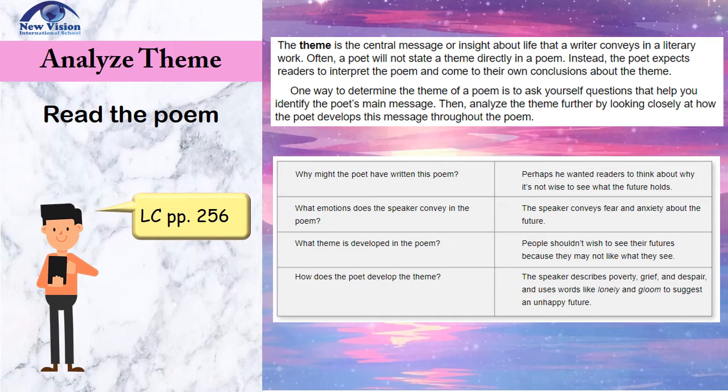What is the theme that is developed in the poem? People shouldn't wish to see their futures because they may not like what they see. And how does the poet develop the theme? The speaker describes poverty, grief, and despair, and uses words like lonely and gloom to suggest an unhappy future.